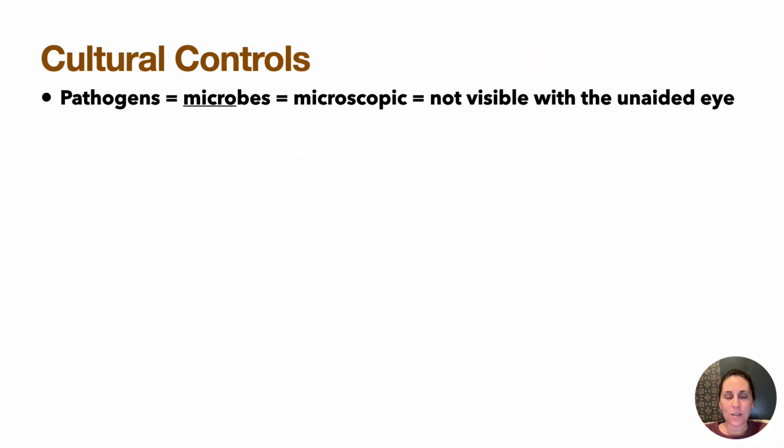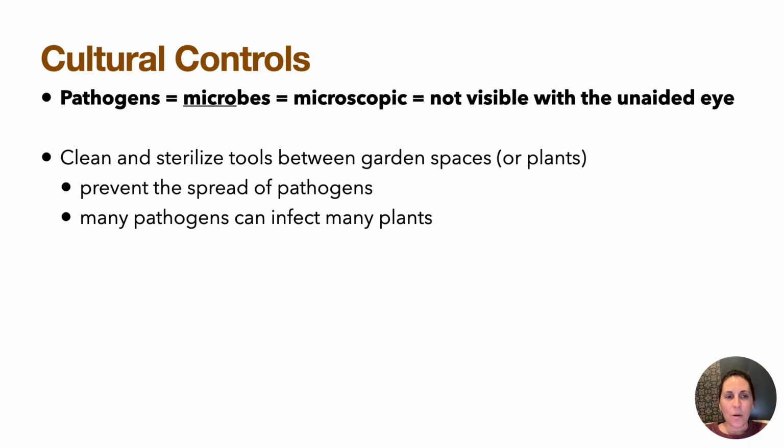All right, so cultural controls. Let's remember that pathogens are microbes. Microbes are microscopic, which means they're not visible with the unaided eye. Pathogens are really hard for a lot of people because you can't readily see them. And so, when it comes to cultural controls, it is of the utmost importance to clean and sterilize your tools between garden spaces or plants. And that will help prevent the spread of pathogens.